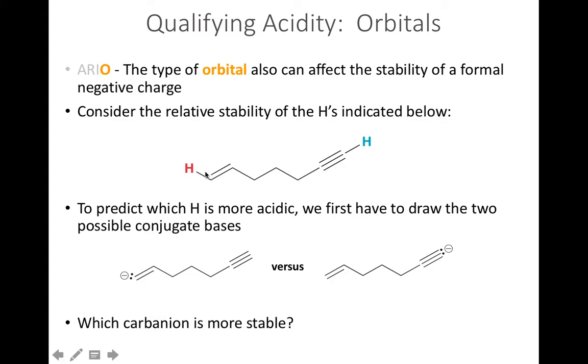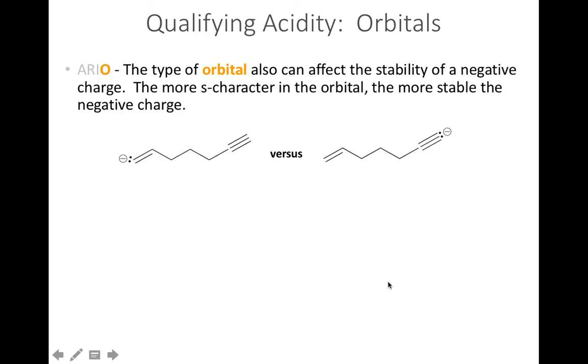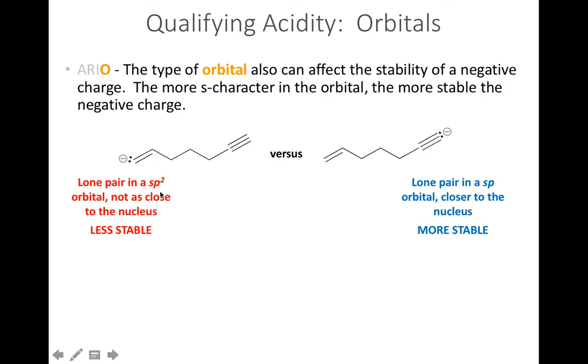So if we consider these two hydrogen atoms and we wanted to know which one is more acidic, we end up with either this conjugate base or this conjugate base. In this case, the lone pair is on an sp2 hybridized carbon. In this case, the lone pair is on an sp hybridized carbon. So with the sp, the electrons are held closer to the nucleus, so this is going to be more stable. So this hydrogen is going to be more acidic.